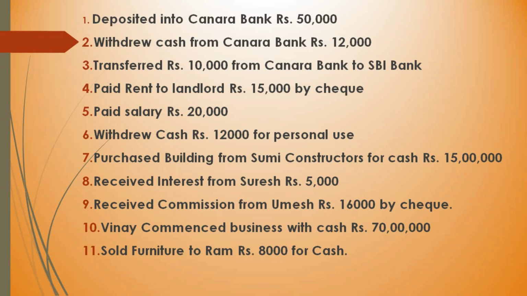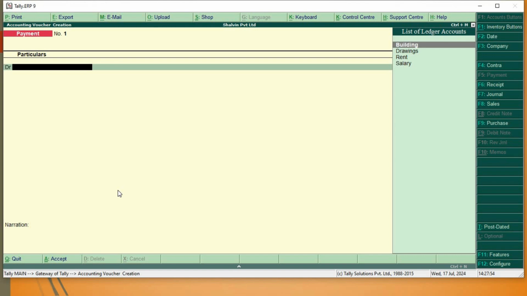So first let us start with Vinay commence business with cash rupees 70 lakhs. What are the 2 types of ledgers? Here one is capital, the other one is cash. So here I have not created the ledger. Let me create from here. Vinay commence business with cash means capital. Money is being invested by the proprietor. So one is capital, the other one is cash.